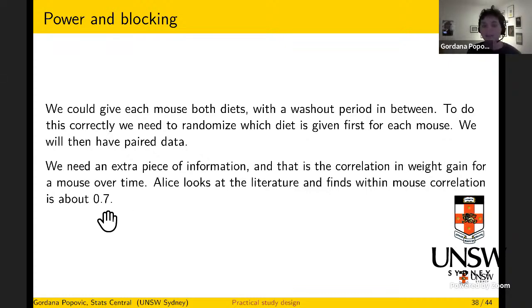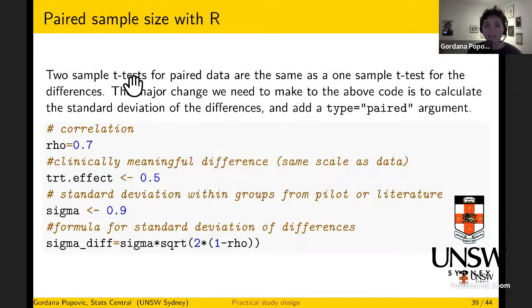So if I have that little extra piece of information, I can use R, for example, to do that. The code is slightly harder because you have to do this bit. I've just done it for you. You just do it every time. All you have to do is specify the correlation. Again, the treatment effect is the same, 0.5 as before. Sigma is the same, 0.9. And this will work out the standard deviation of the differences.